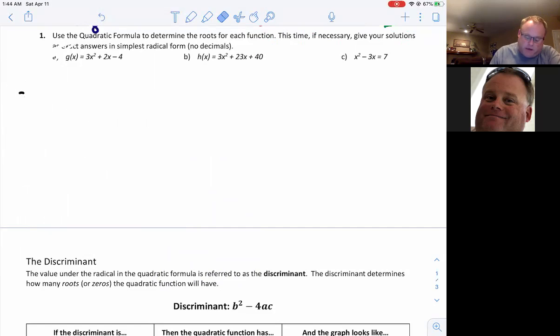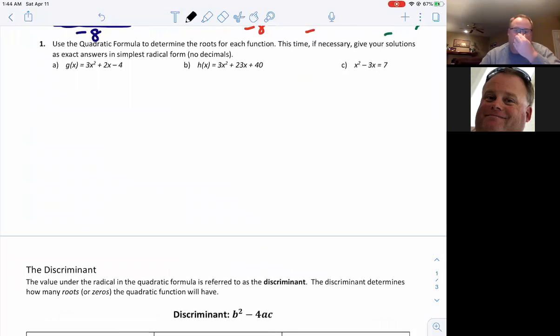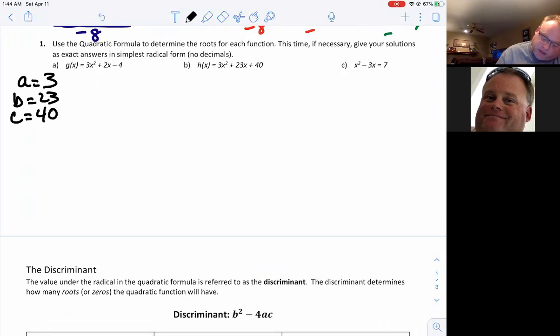All right, here we go. h of x equals 3x squared plus 23x plus 40. So I know my A term is 3, my B term is 23, and my C term is 40. Plug it in.